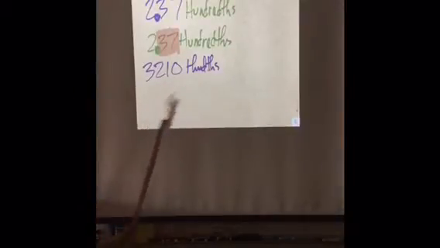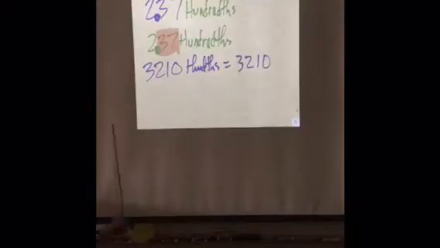Okay. So how would I write this out as a decimal? 3, 2, 1, 0. Someone tell me, where would I put the decimal point? In front of the 1. Why? Because it says hundredths. Because I have two places behind the decimal, so that means our decimal is going to go in front of the 1. Right?